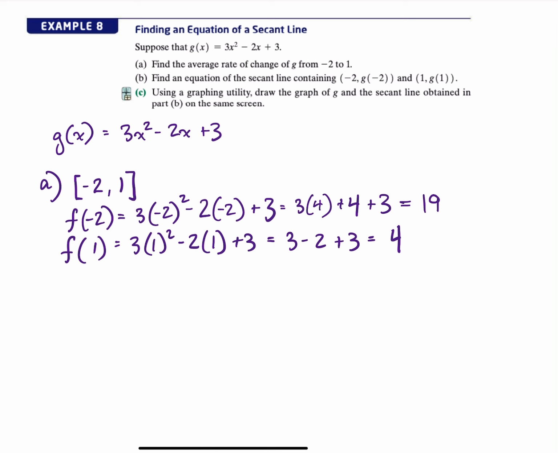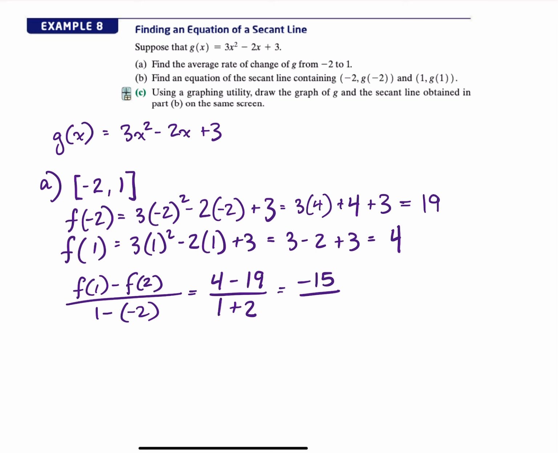So let's find our average rate of change. That would be g of 1 minus g of -2 over 1 minus -2. So g of 1 is 4 minus g of -2, so 4 minus 19, over 1 minus -2. We can say 1 plus 2. So -15 over 3, which equals -5. So that's our average rate of change, but also equivalent to what we're calling the slope of the secant line.